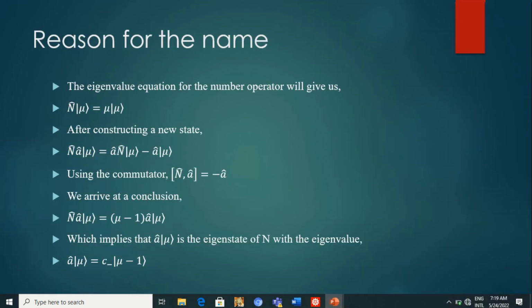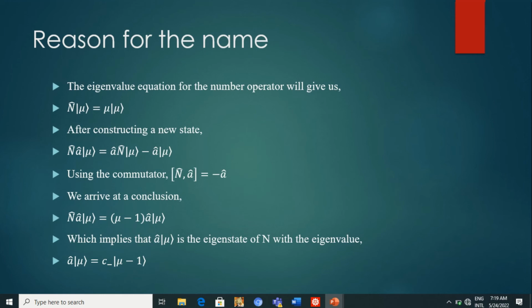So why do we use these names, ladder operator and number operator? First of all, the eigenvalue equation for this operator gives us this thing: n acting on |mu> is equal to mu times |mu>, where |mu> is in ket notation. Now this |mu> is the eigenstate of your system. Now if you construct a new state where n acts on your lowering operator applied to |mu>, you would get this thing, the thing that is written right in front of you.